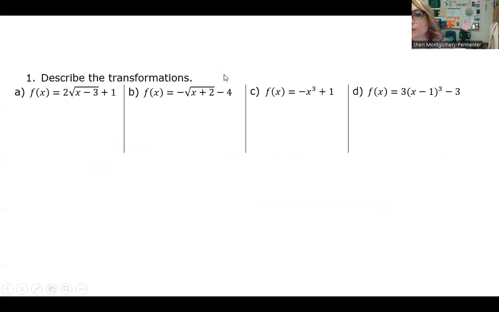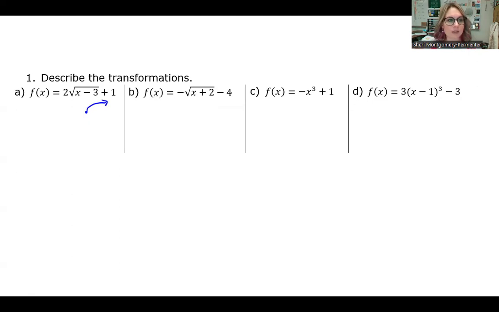So let's do some practice. The first few problems, it's just asking you to identify or describe transformations. So a couple of things that I want you guys to do first, because it's mixed. It has square roots and it has cubics on your test or on your homework. So first thing I want you to do is be able to just identify what that shape looks like. And so remember that when you're looking at the square roots, you can just identify that it's going to have this shape.